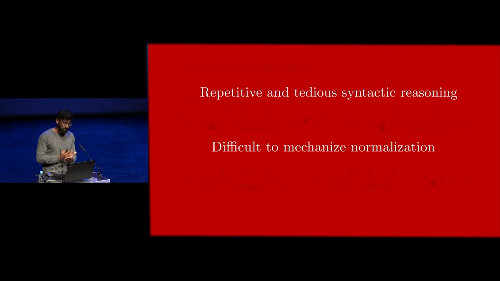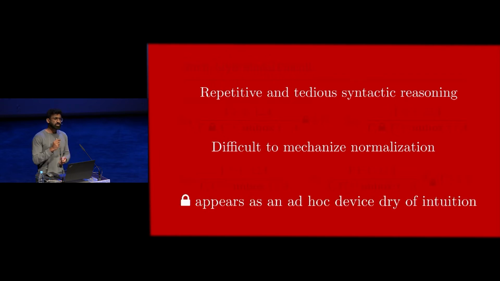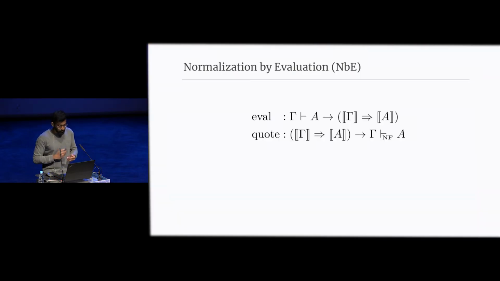The interest here is to implement normalization algorithms and verify them in a proof assistant. It's very difficult to say straightforward induction. You cannot do that anymore, so you have to sit and do the work yourself. And lock appears to be an ad hoc technical device, devoid of intuition. One of the takeaways I hope you will get from today is that it's not. It has an elegant semantic interpretation and thus an intuition.